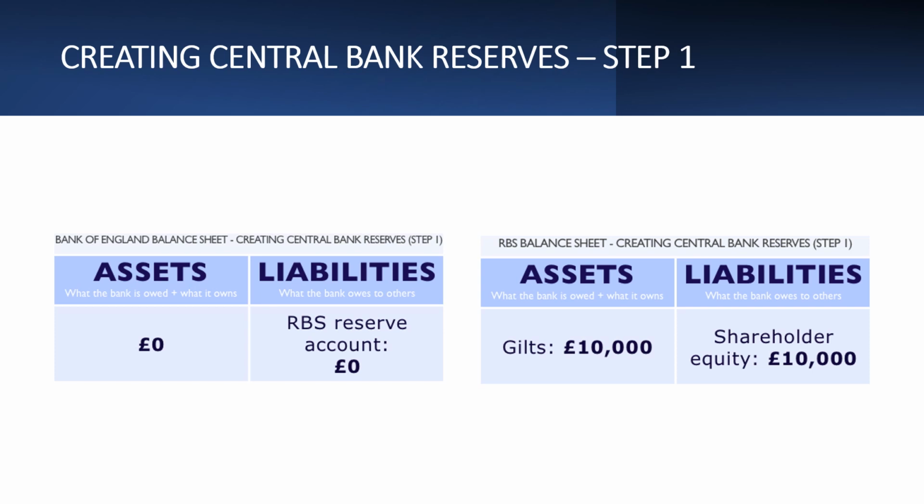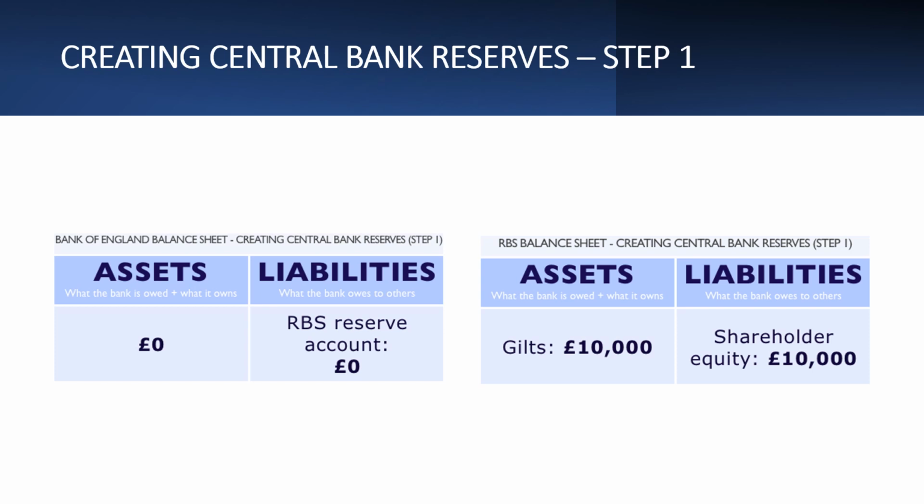So let's start by seeing how the Bank of England creates the electronic money that banks use to make payments to other commercial banks. The central bank reserves are one of the three types of money and are created by the central bank in order to facilitate payments between commercial banks. So in this example, let's start with the right hand side.